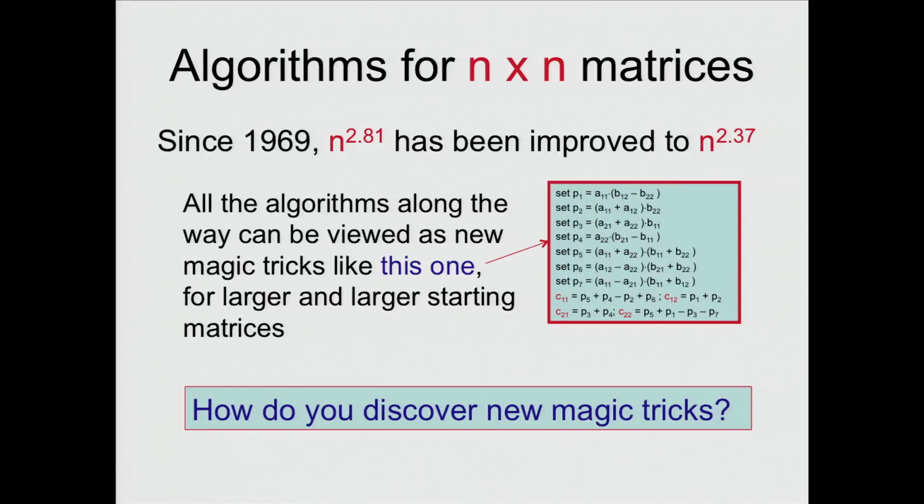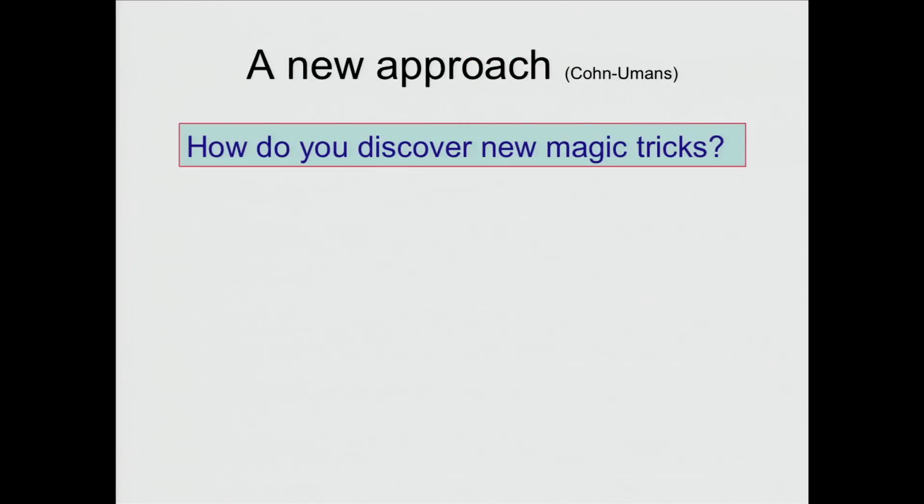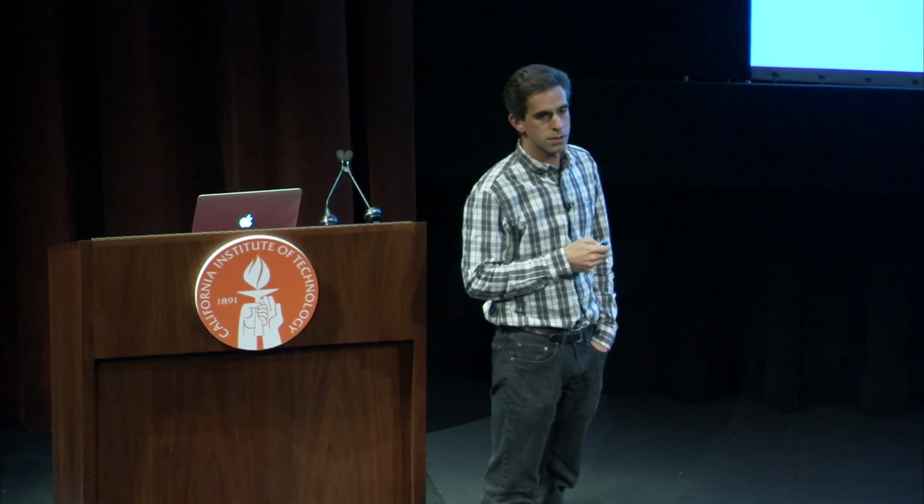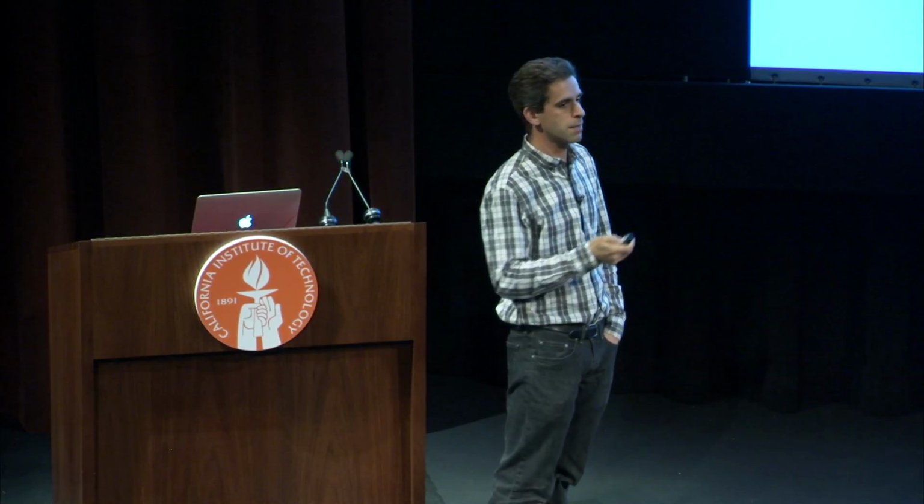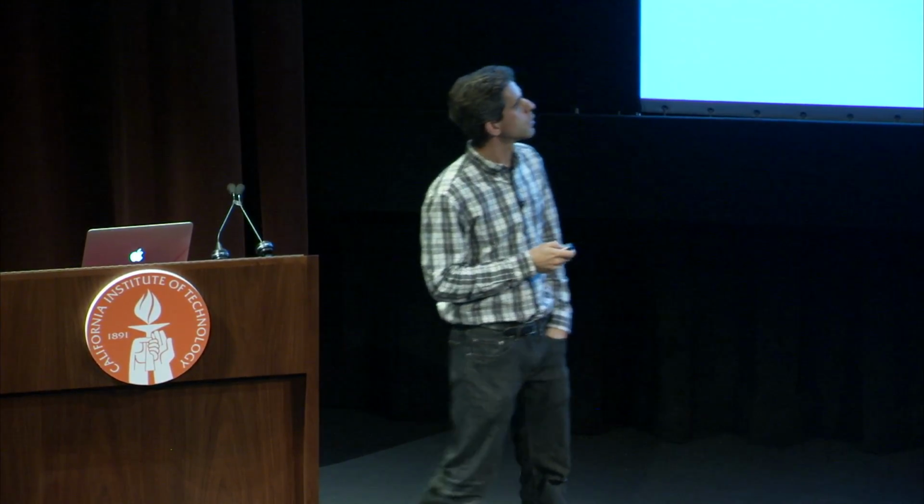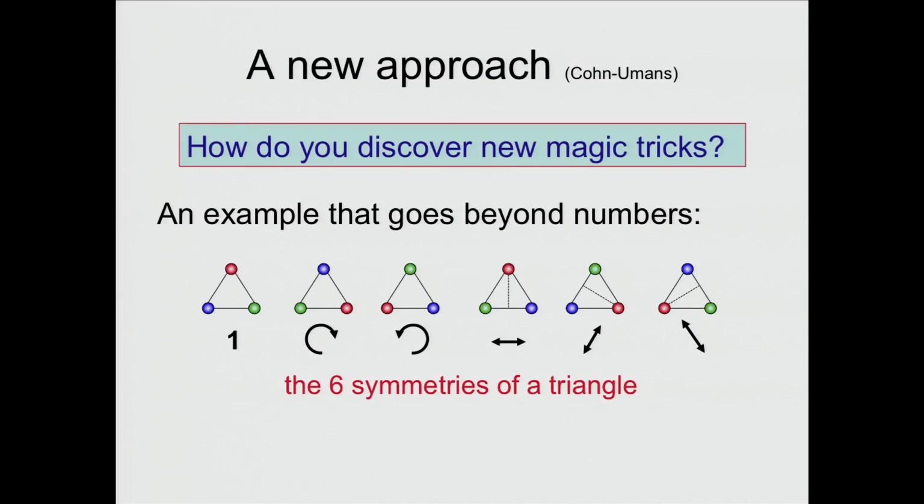And I'd like to tell you a little bit about a way of coming up with new magic tricks that we invented, which I hope may lead to an optimal algorithm. So this is an idea that Henry Cohn and I had for discovering new magic tricks. Now, to do this, I'm just going to describe the idea in a few slides. We have to think about going beyond numbers. So instead of multiplying the matrix entries by +1s and -1s and taking sums of them, we're going to do something which sounds crazy and almost nonsensical. We're going to involve the symmetries of a triangle.